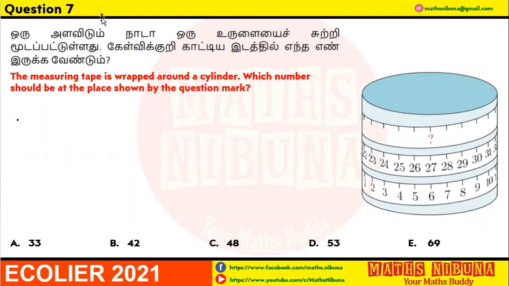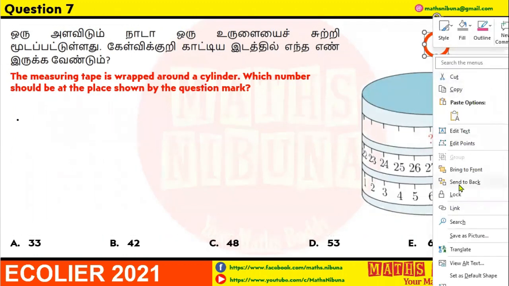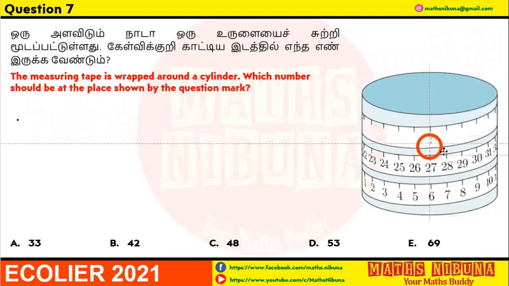Okay, in this question 7, the measuring tape is wrapped around a cylinder. This is called a cylinder. Maybe you know this is a cylinder. Which number should be at the place shown by the question mark? They ask you what is the number at this point.